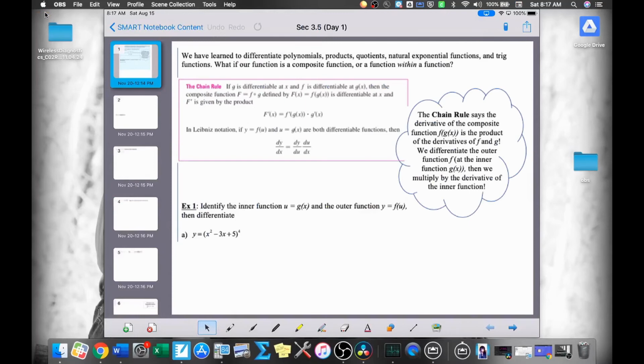Welcome back, math friends. This is AP Calculus, section 3.5, day 1 notes. We're going to continue talking about differentiating today.